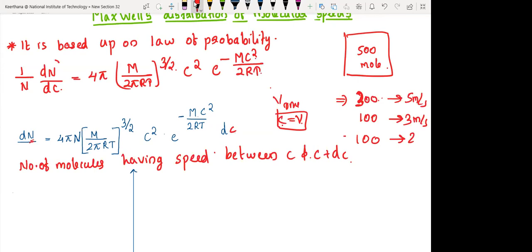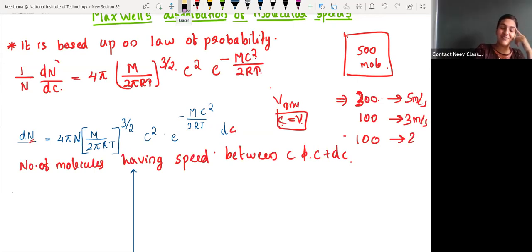Ma'am, is c the speed of light or is it something else? Yeah, that's why I write it as v. This is the speed of gas molecules, not the speed of light. It is equal to v itself. It is v, the speed of a gas molecule.